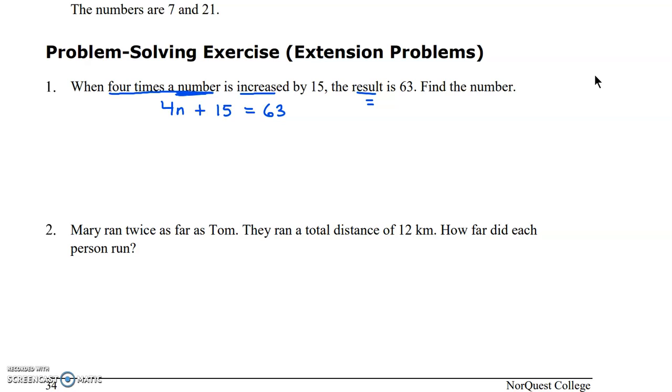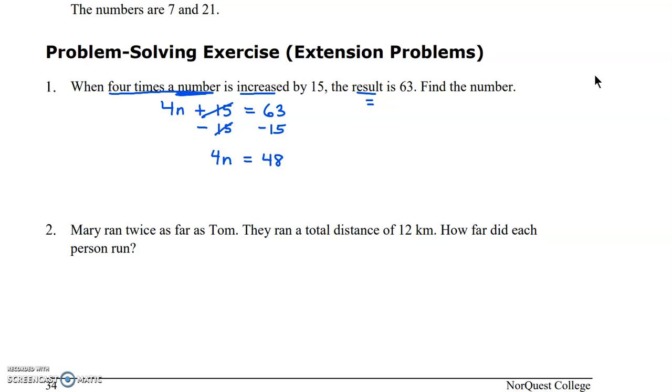This is a two-step equation. We're going to have to isolate the 4n before we can get to the n. So we're going to take away the 15 from both sides so that we can have 4n on one side, and 63 minus 15 is 48. And now we can isolate our variable.